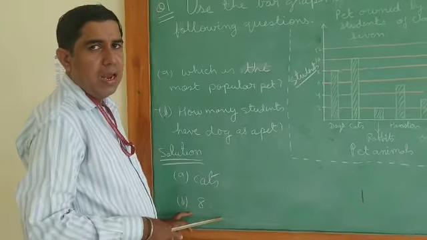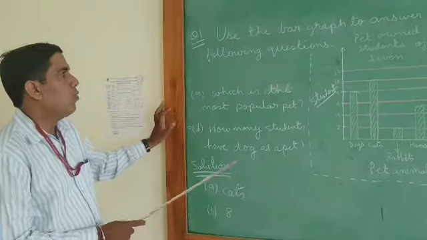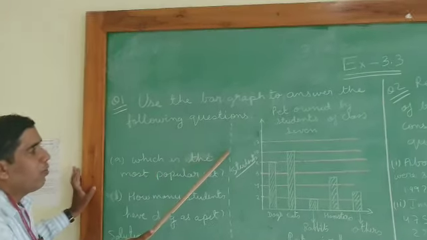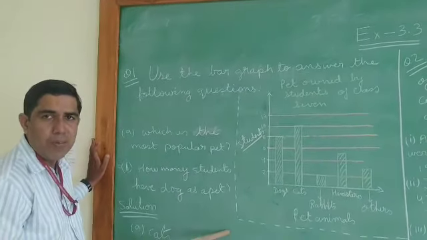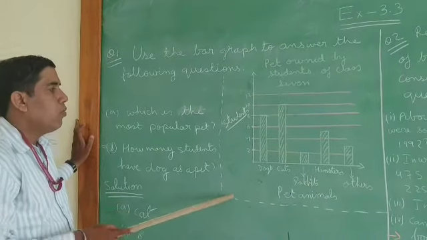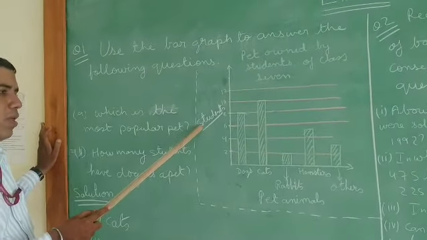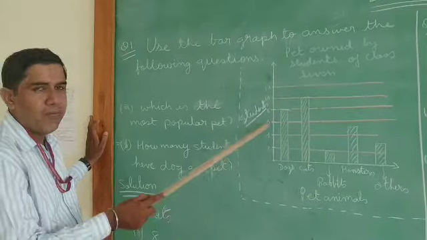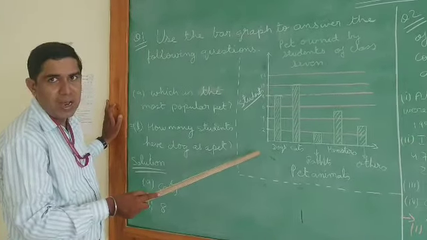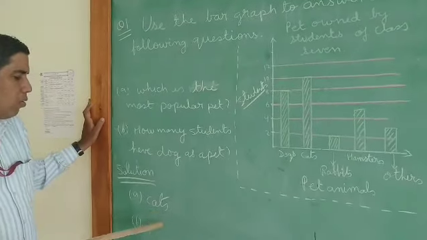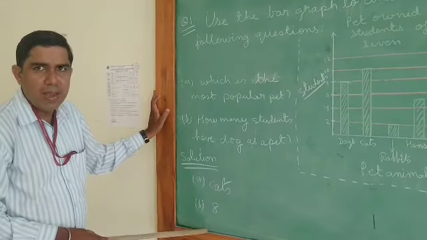Right. Let me explain this question once again to you. This bar graph will be given in the question, so you don't have to draw. You have to just observe the bar graph. But when you write in the notebook, you have to draw the bar graph. But while giving the answer in the exam, you only have to write the answer: cats and 8.